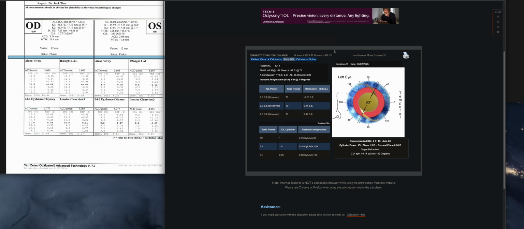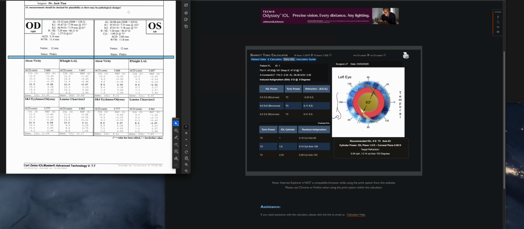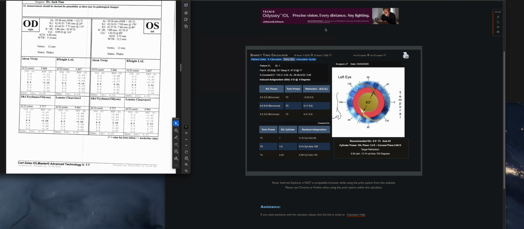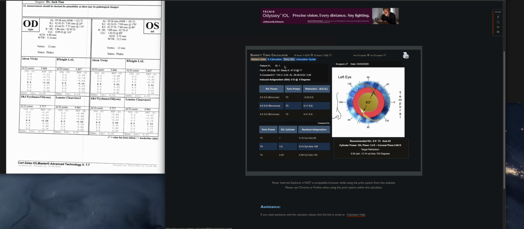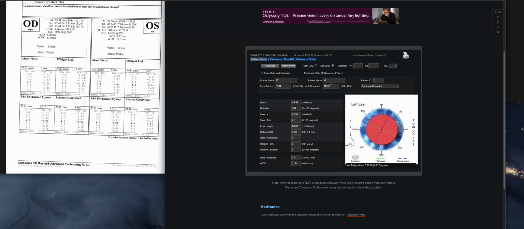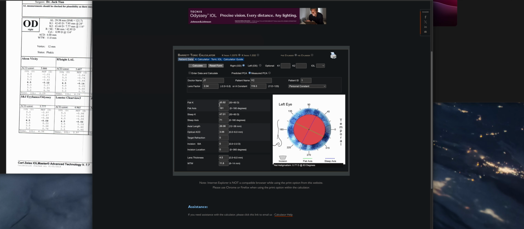All right. That was the left eye. Okay, we're done with that patient. I think there's just one more patient to go. All right, and then we're going to switch to the right eye. Pull this on over.